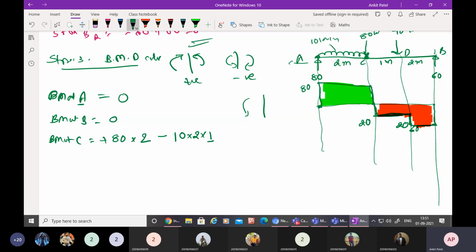Then is there any other force? Yes, 80 is there, but the distance is 0, so it need not be used. Now give me the answer. What should be the answer? 140. Your answer, the bending moment at C, is 140 kilonewton meter.